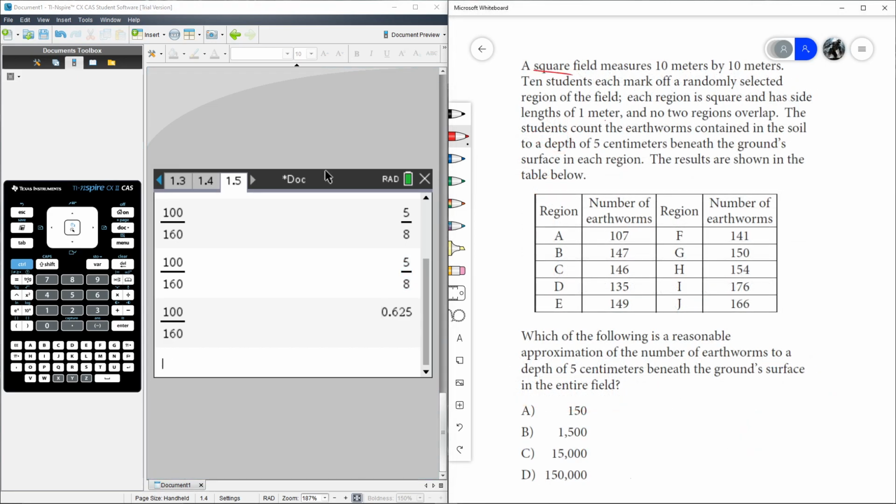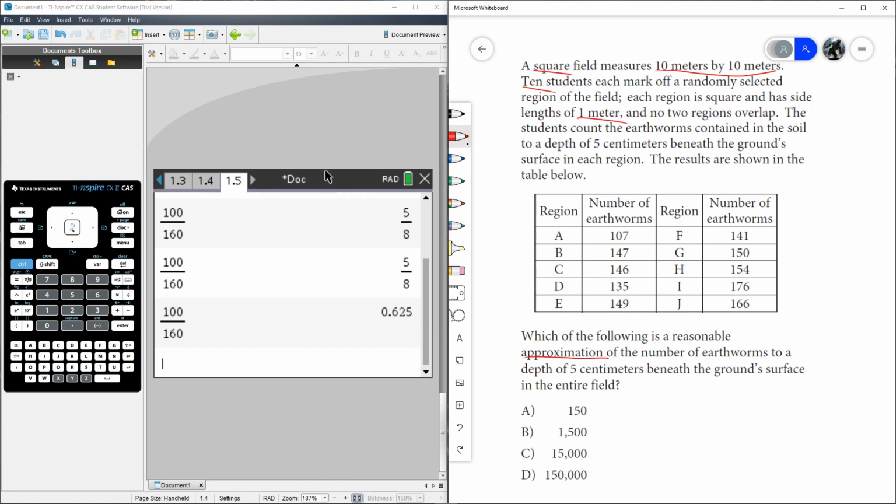A square field measures 10 meters by 10 meters. 10 students each mark off a randomly selected region of the field. Each region is a square and has side lengths of 1 meter, and no two regions overlap. The students count the earthworms contained in the soil to a depth of 5 centimeters beneath the ground surface in each region. The results are shown in the table below. So as you can see the table, it's just 10 plots, and we just have a number in each plot, so it's just a sample. Which of the following is a reasonable approximation of the number of earthworms to a depth of 5 centimeters beneath the ground's surface in the entire field?